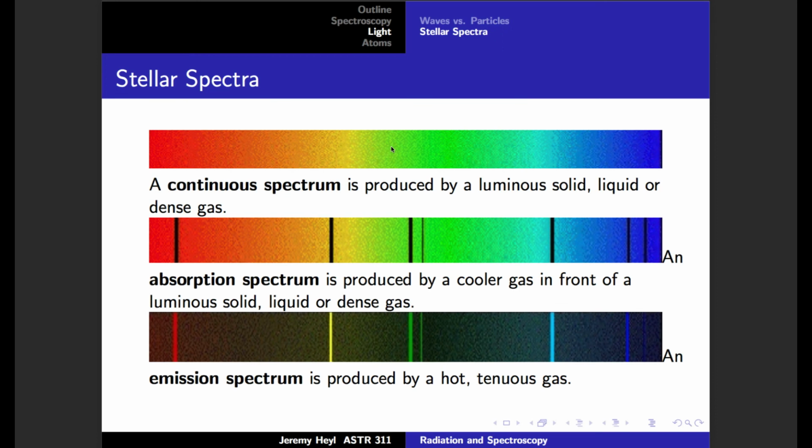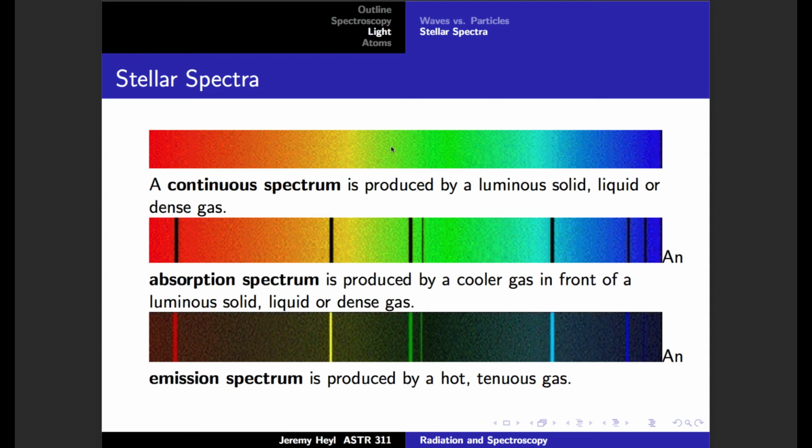Now, on the other hand, if we imagine that same gas, that same material, it's not opaque. We can see through it. It's tenuous. But I heat it up, so the atoms are excited nevertheless. Those atoms will emit radiation in lines that correspond to exactly where it was absorbing, the exact same colors. And that spectrum is called an emission spectrum.